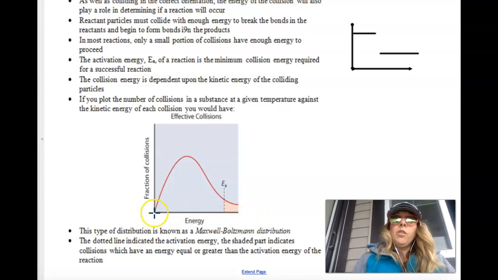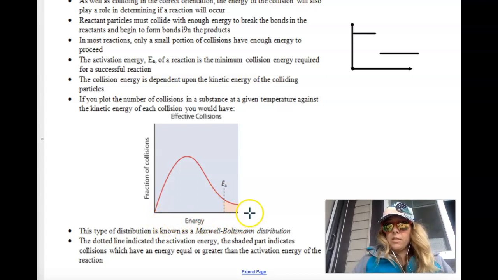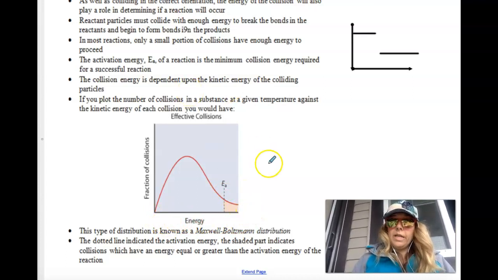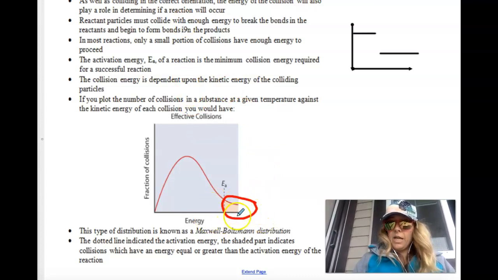So the more area that's under the line, right? So right here is where I have the most area under the line. That's where most of my collisions are occurring. They're happening with that quantity of energy. I have fewer under here, and I have fewer under here. So here is your activation energy barrier, because this is energy on this axis. So what you find is that it's only these collisions over here that are going to be successful.